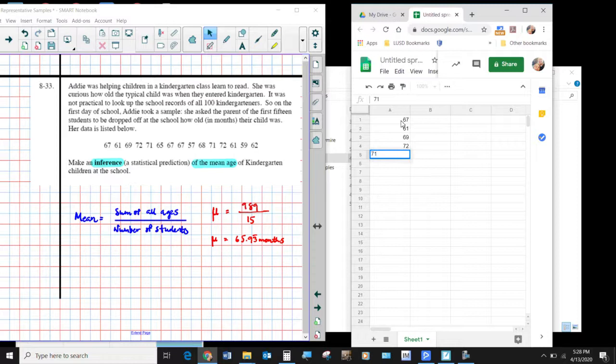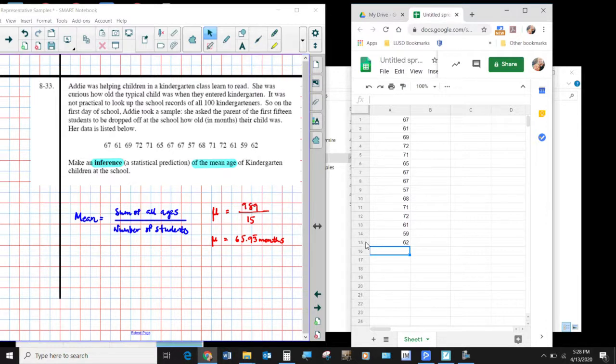72, 71, 65, 67, 67 again, 57, 68, 71, 72, 61, 59, 62. Double check to make sure that all those numbers are correct. 61, 72, so remember, maybe do it backwards. 68, 57, two 67s, a 65. Okay, those are all accurate.